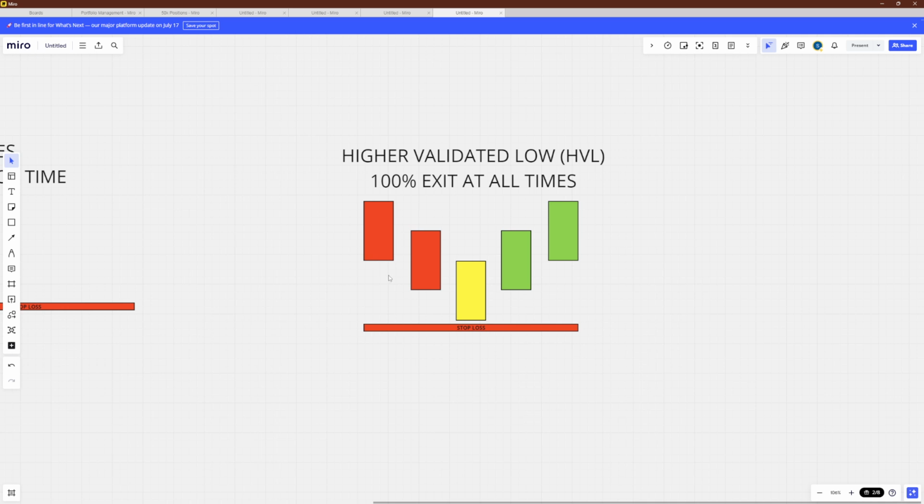And it makes sense because once you get a validated low, that shows that bearish strength came in, bullish strength came out, that level should hold. If it doesn't and price goes down here, you want to get out. At least I do. Unless I'm planning to build in and all that good stuff. We'll talk about that later.